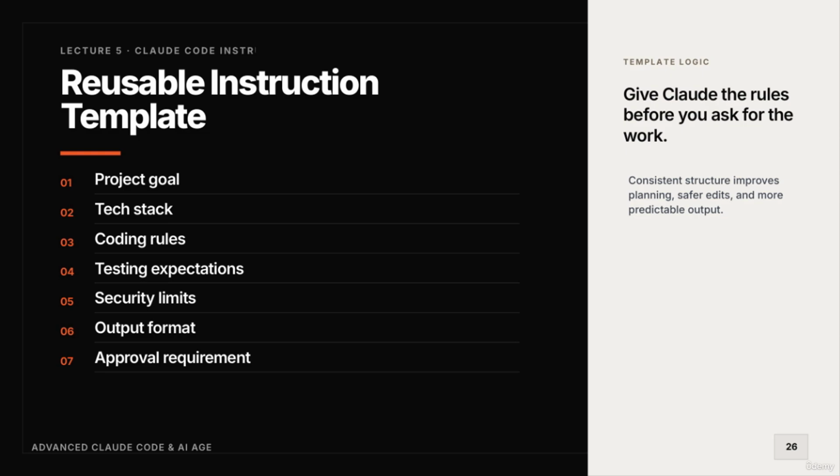Testing expectations define how the code should be verified to function correctly and reliably before it's considered complete. Security limits highlight what boundaries must be respected to protect data and maintain integrity. The output format specifies how the results should be delivered, making it easier to integrate or review. Finally, the approval requirement sets the criteria or authority needed to sign off on the work before moving forward. Overall, giving Claude these rules up front allows for a more organized process, safer editing, and more predictable results when working with advanced Claude code and AI agents.